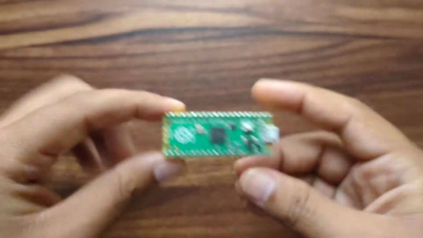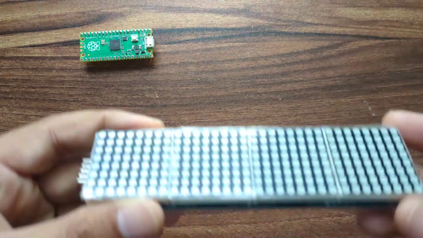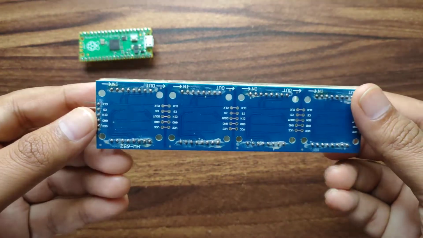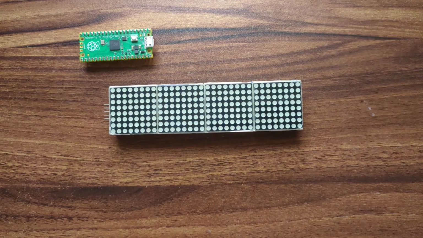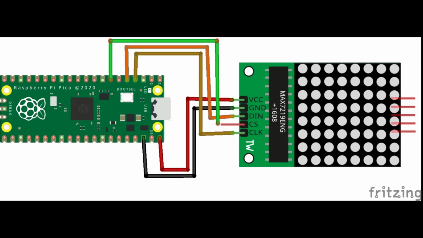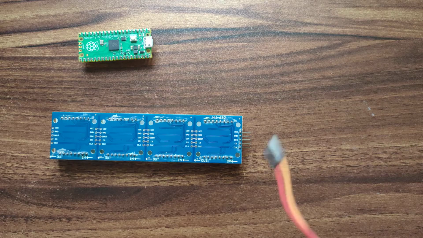For this project we need Raspberry Pi Pico board, MAX7219 based LED matrix display. There are four modules connected together like this. Again we need jumper wires. This is the connection diagram of our project. You can find the link for connection in the description.